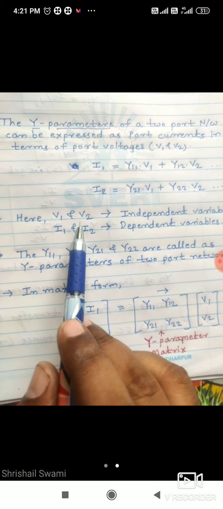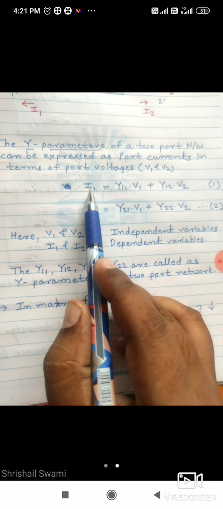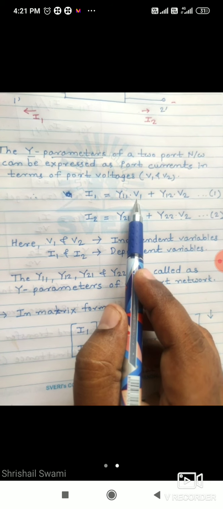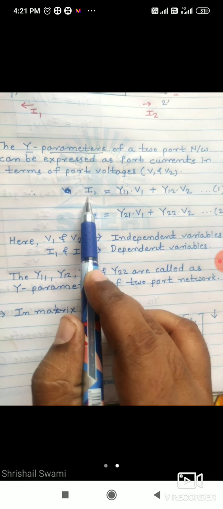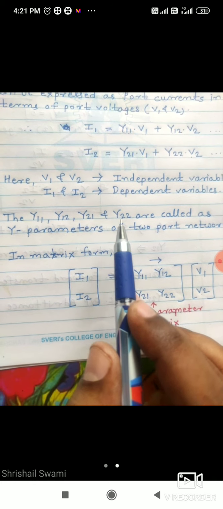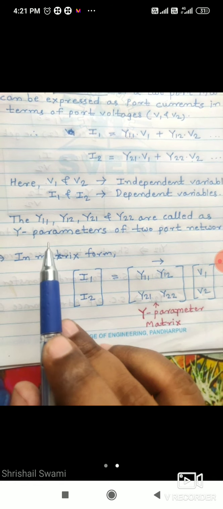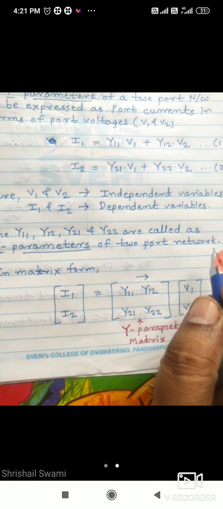So here V1 and V2 act as independent variables and I1 and I2 act as dependent variables, because I divided by V means admittance. Okay, that's why I is the dependent variable and V is the independent variable. Understood? The Y11, Y12, Y21 and Y22, these are called as what? Y parameters. These are called the Y parameters of a two-port network.